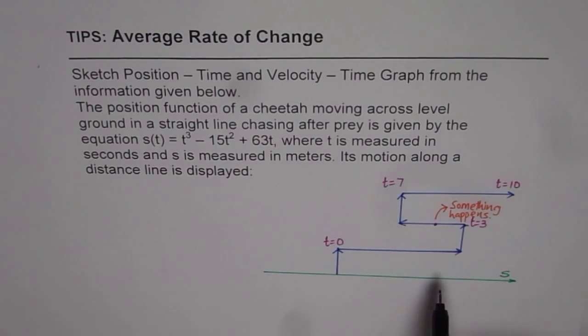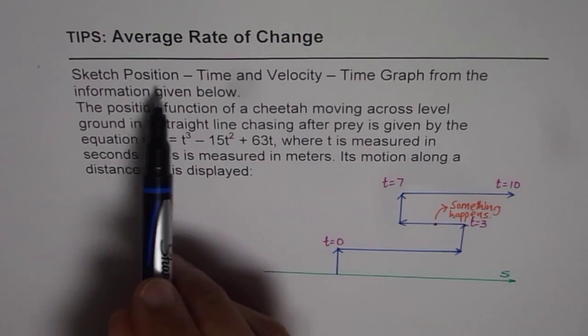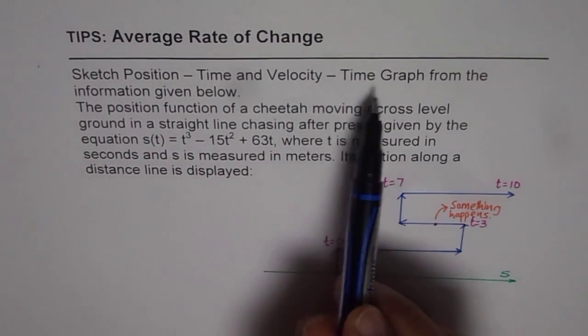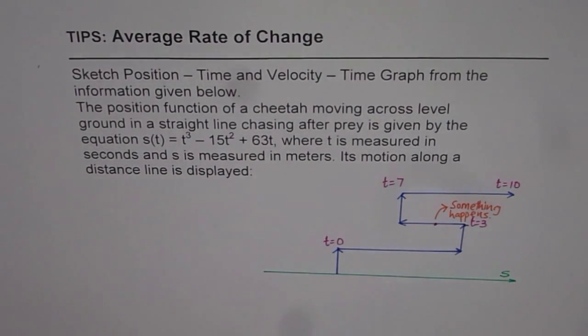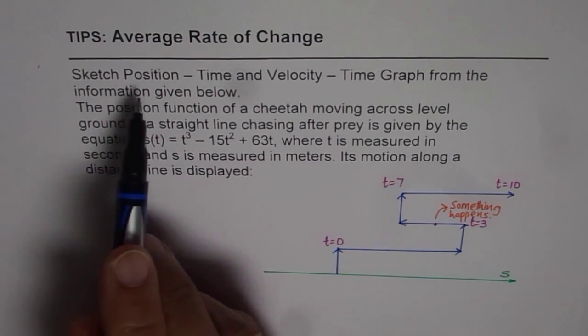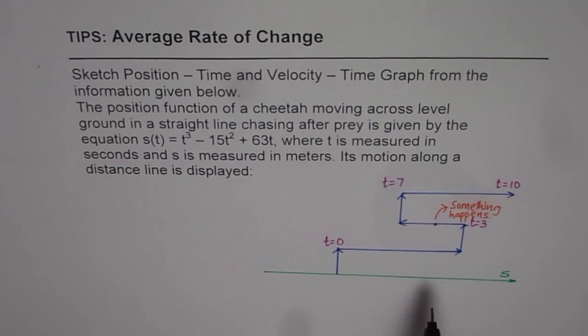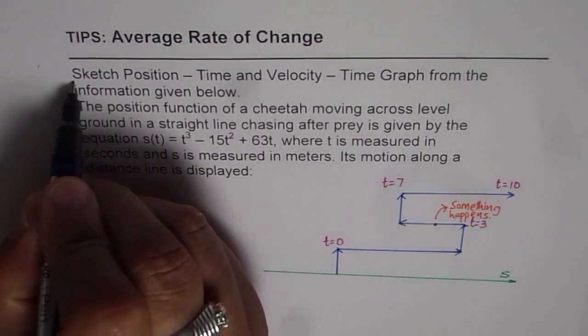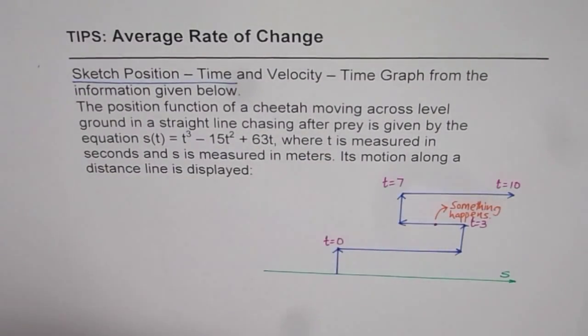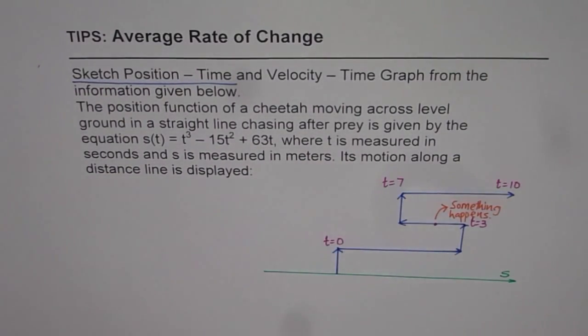From this information given, you need to sketch position time graph and velocity time graph. So you can pause the video, read the question properly, sketch, and then look into my suggestions. I'll solve this question in two parts. In the first part, we'll discuss how to sketch position time graph, and in the second, we will do velocity time graph. So at present, we are discussing how to sketch position time graph from the given information.